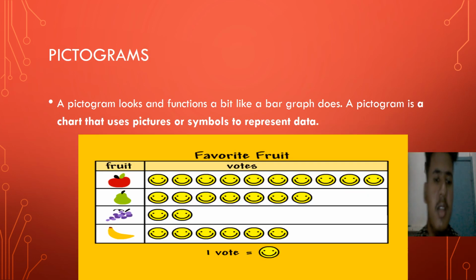Next data representation is pictograms. A pictogram looks and functions a bit like a bar graph does. A pictogram uses charts or symbols to represent data. As you can see, we have favorite fruit and votes for the fruit. Apple is liked by 10 people. Grapes liked by 6 people. Pear we have 6 votes. Grapes we have 2 votes, and banana we have 6 votes.